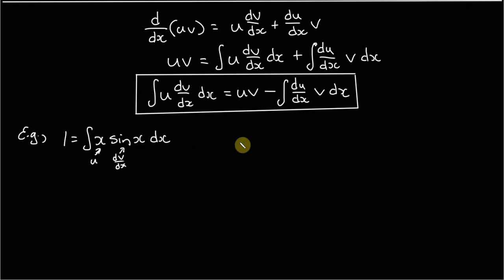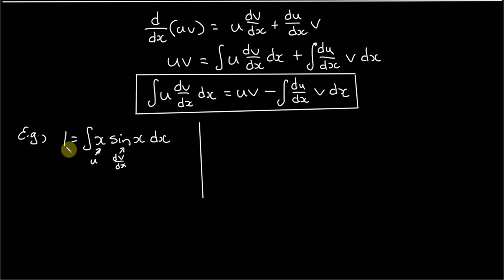And so again, u is the first function. The second function you treat as dv by dx. And then to find v, the integral of the second, it's usually just by inspection, right? We can integrate this by inspection. We don't need to write it all out. It's just a standard result. Okay, so let's just work through it.